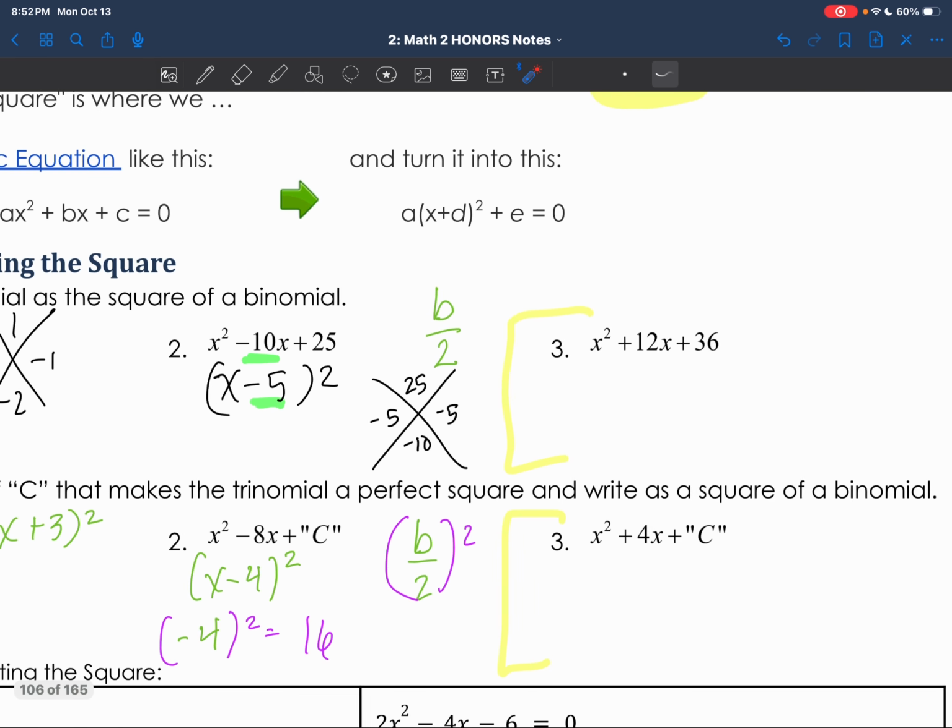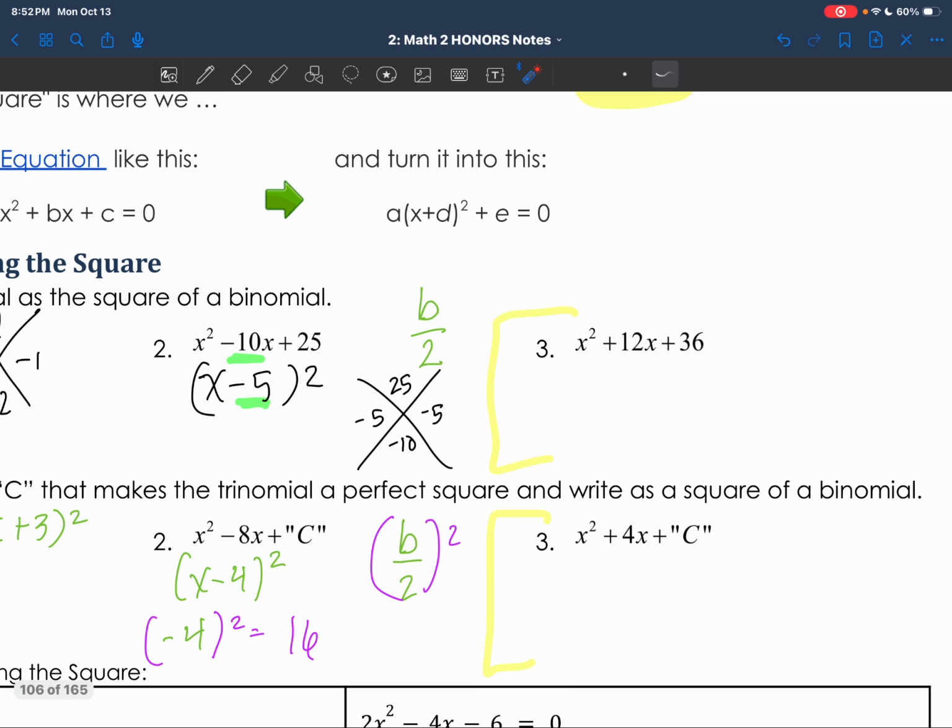Alright, so I want you to try this one. Factor it down to figure out how you can get it to this format. So go ahead and try that one.